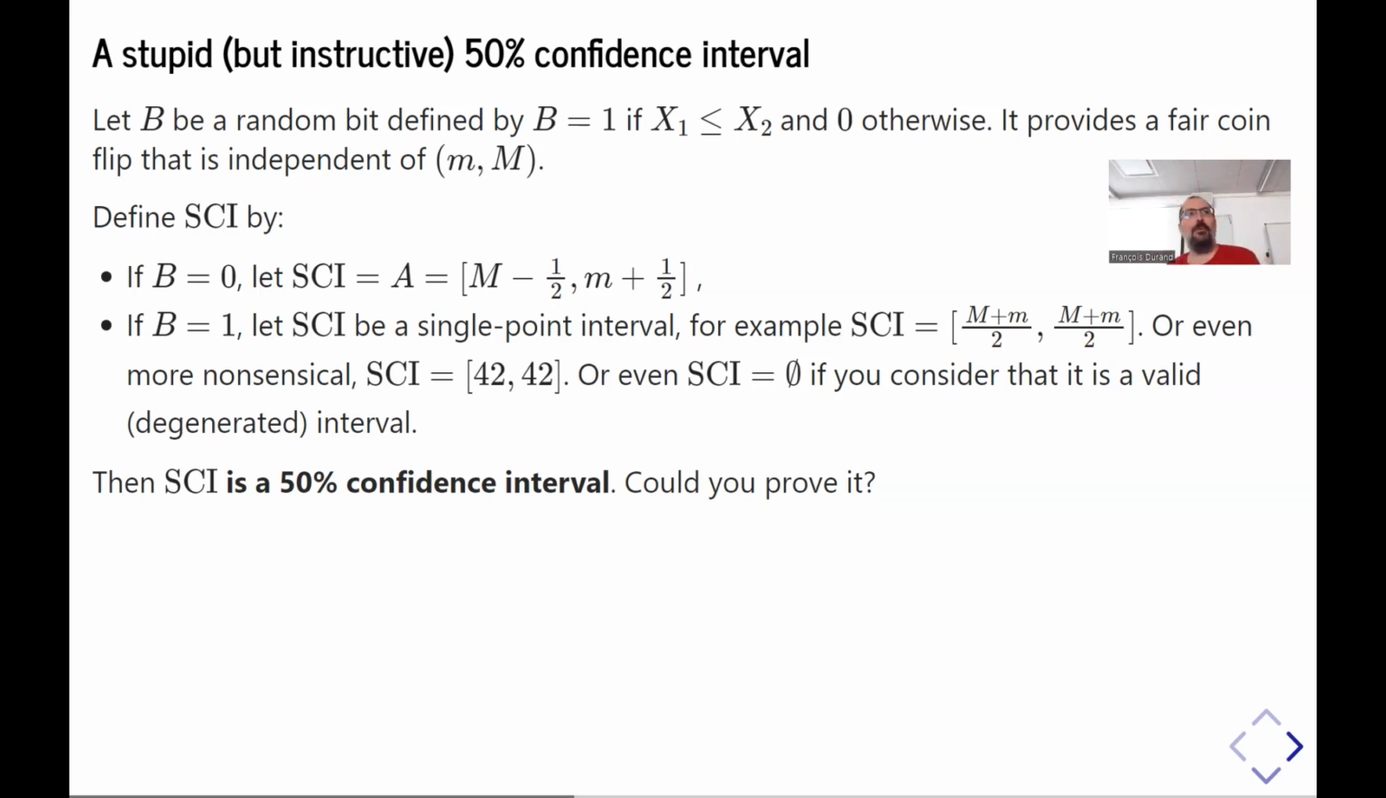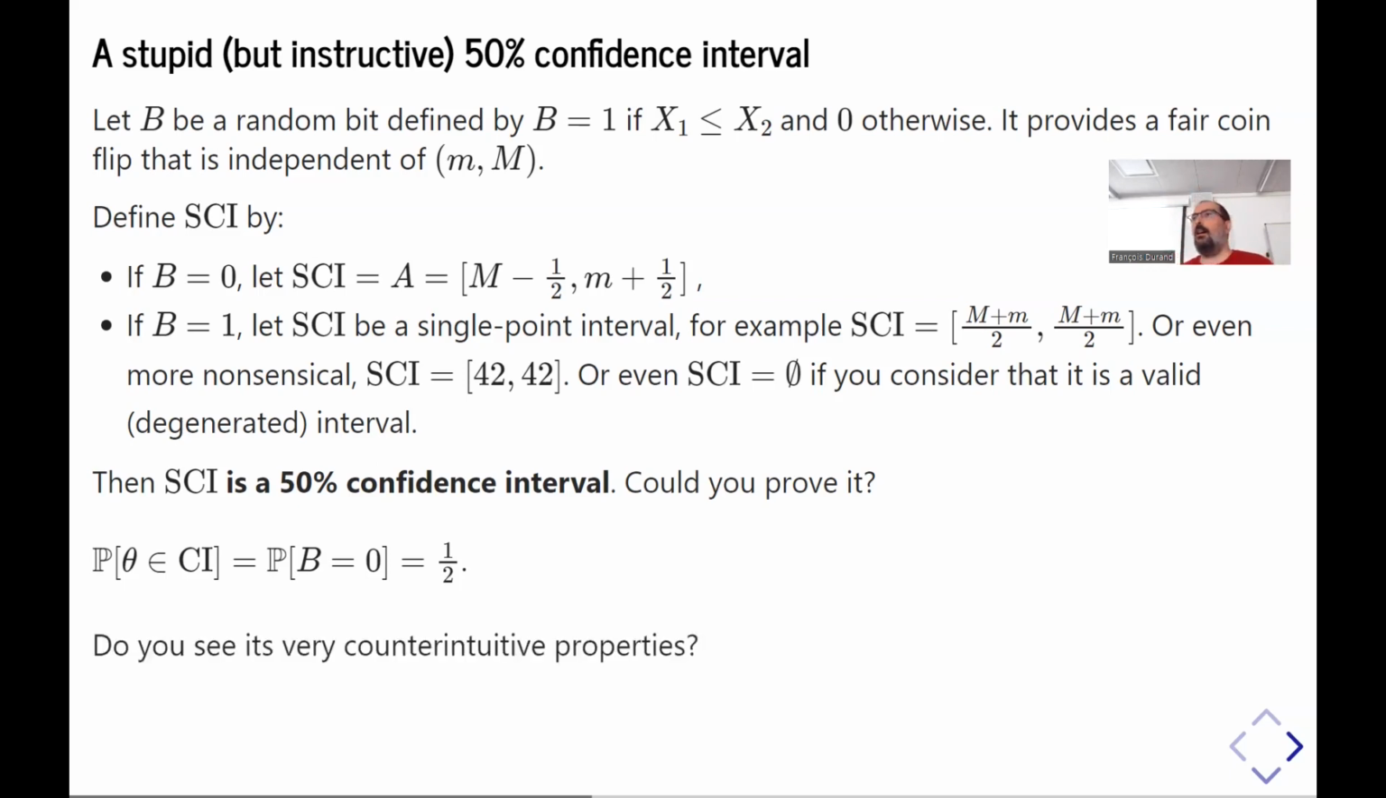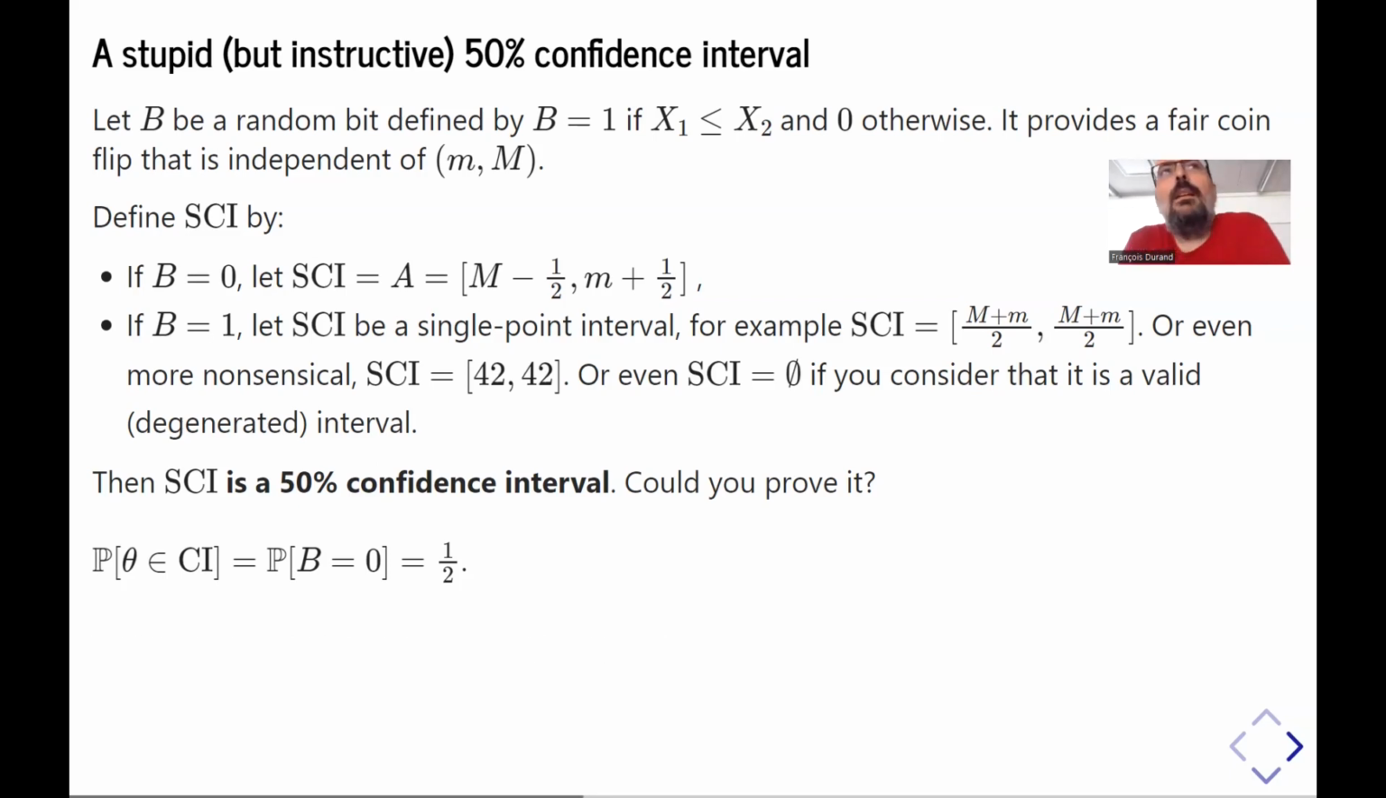I pretend that SCI is a 50% confidence interval. Would you be able to prove that? Yes. How would you do it? For any experiment, the probability that B equals 0 is 1/2, in which case you return the full interval A, which contains theta. Yeah, the probability that the interval contains theta is exactly the probability that B is equal to 0, which is 1/2. Quick question. We said we don't know anything about the distribution. We do assume we know independence. Yes, we assume independence.